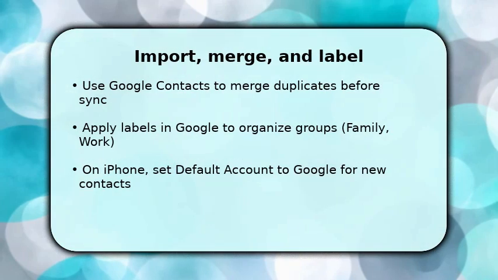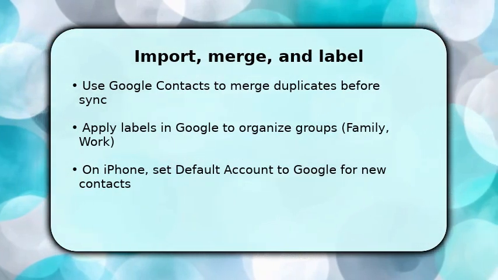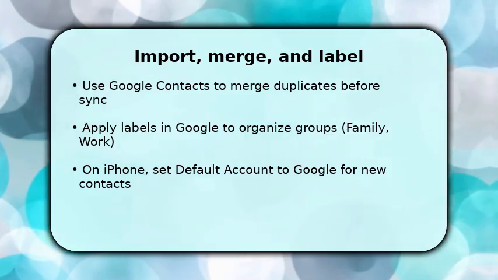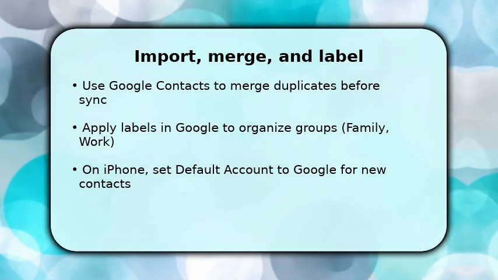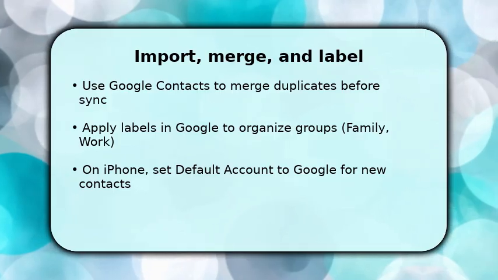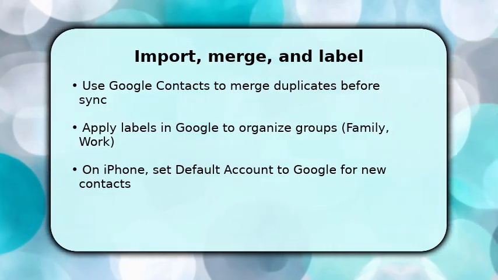Next, you'll clean and organize in Google so the iPhone shows a tidy list. In Google Contacts, use the Merge and Fix tool to remove duplicates. This avoids syncing redundant entries. Then add labels to group people. Labels translate to iPhone groups when synced, making browsing faster.